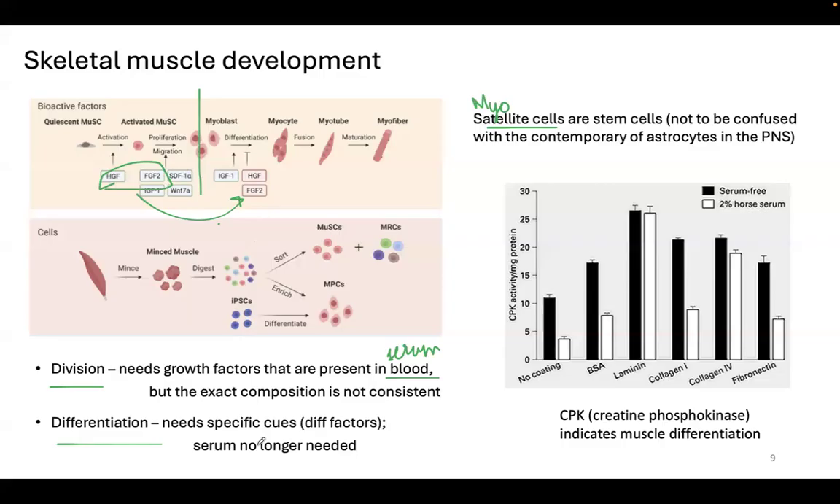So historically, and up until some time ago, when muscle stem cells were being used to generate myotubes in vitro, then in the first part of division, the first few days, we want a lot of cell division to happen.